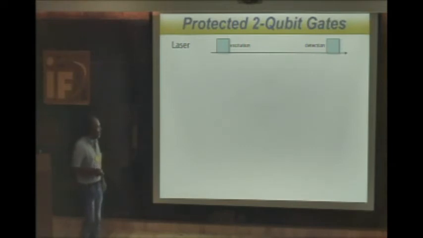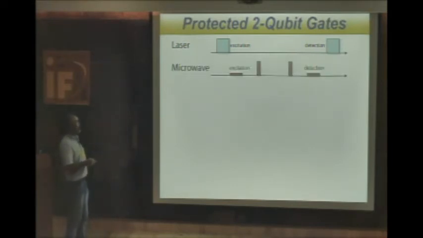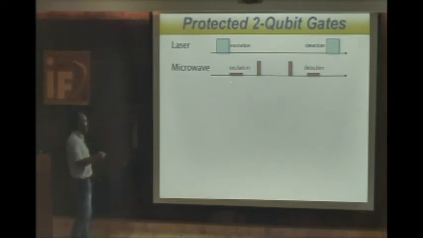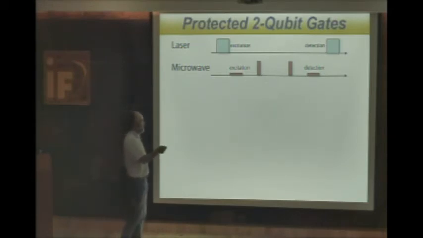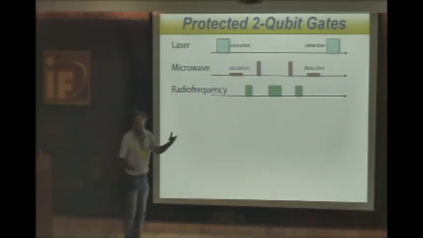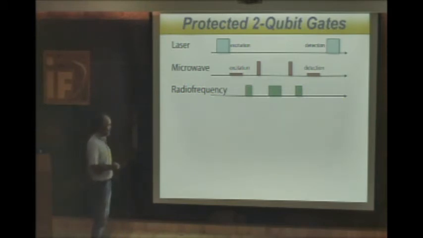You need a second laser pulse to read out the result. And then use microwave pulses, which should be selective for the excitation depending on the state that you want to create, and they may have to be selective for detection. And in between you apply some dynamical decoupling sequence, which I have reduced here to 2 refocusing pulses. And then you apply the radio frequency pulses that drive the nuclear spin controlled by the electron spin.